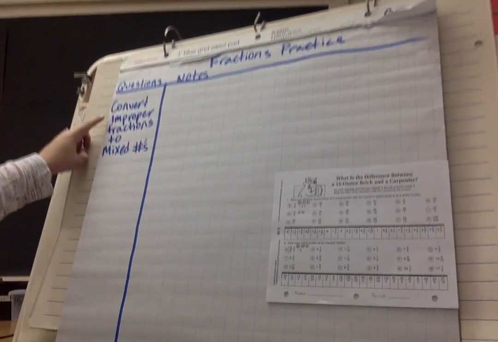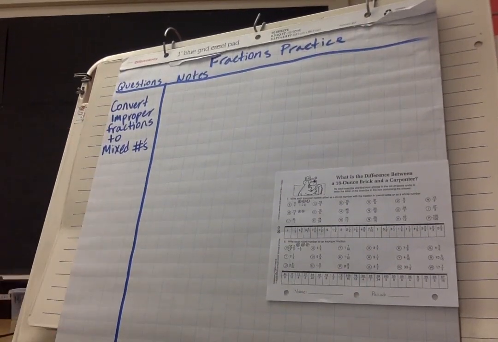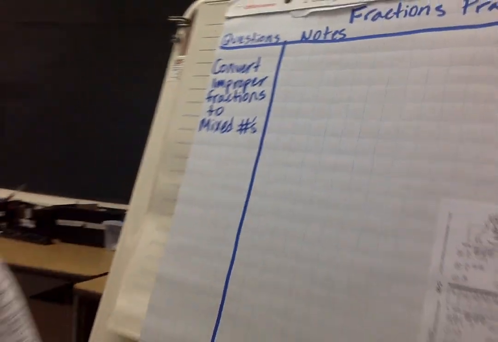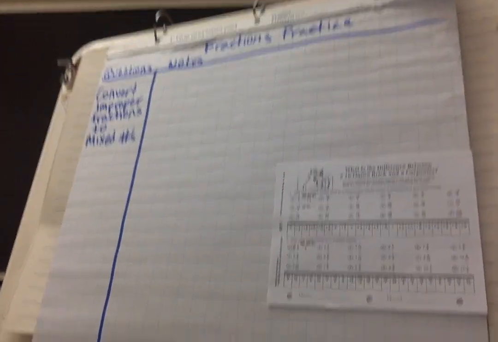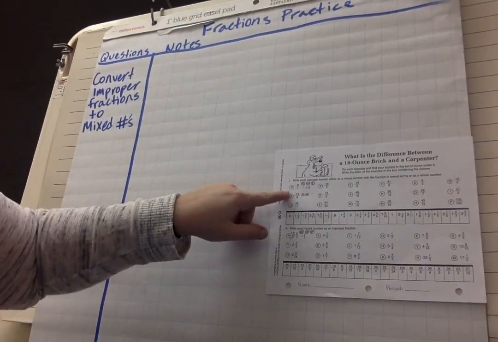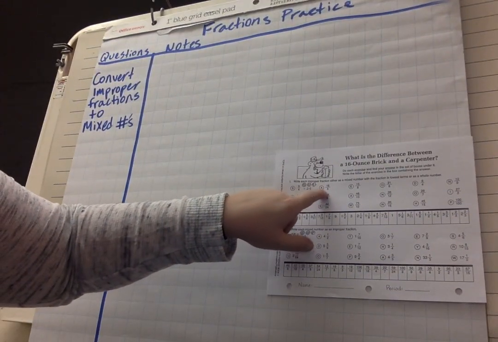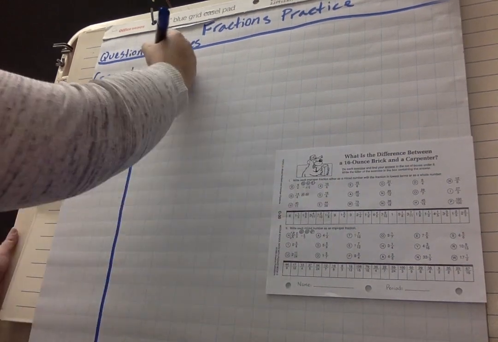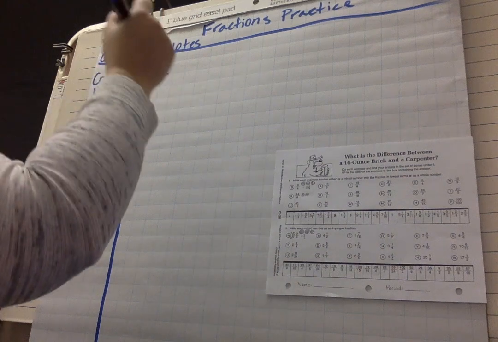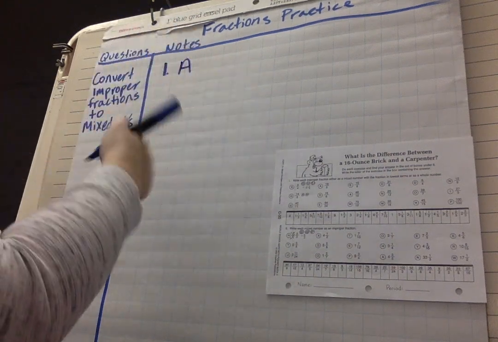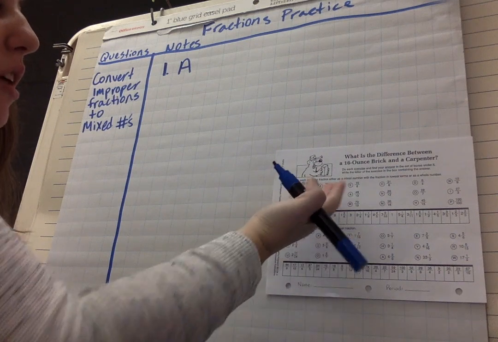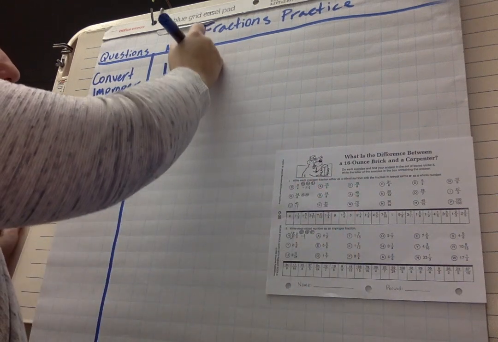Okay, so on the side here, I wrote convert improper fractions to mixed numbers. I'll kind of zoom in on that. So let's do A. So you'll write this down now, and then when you're doing the worksheet, if you have questions still, you'll have some notes.